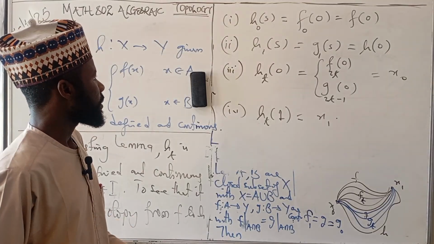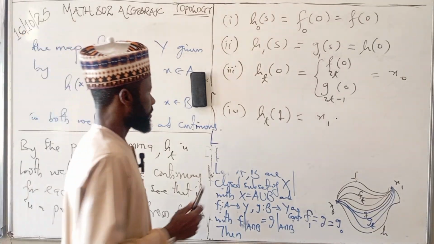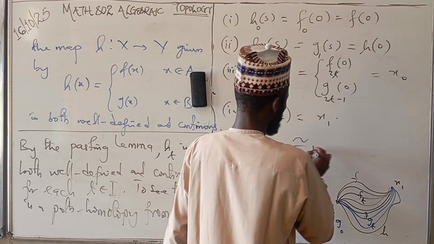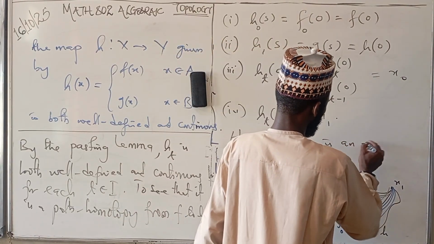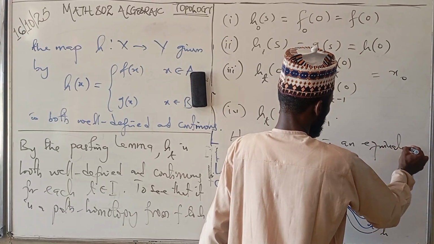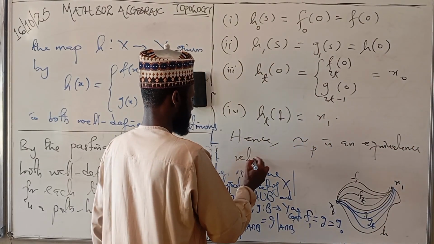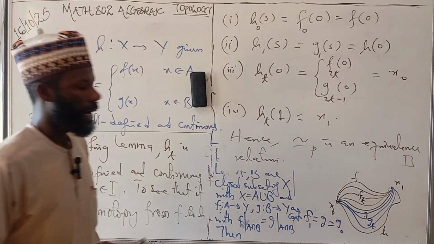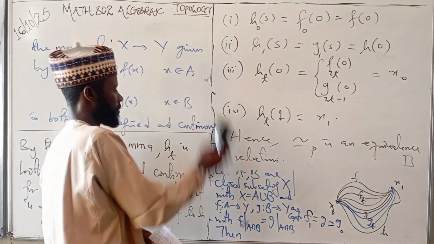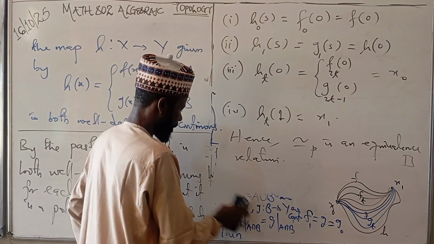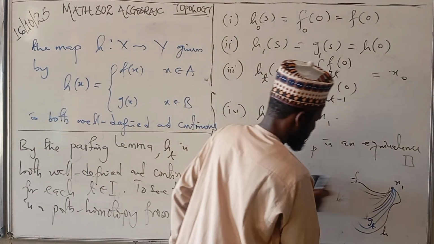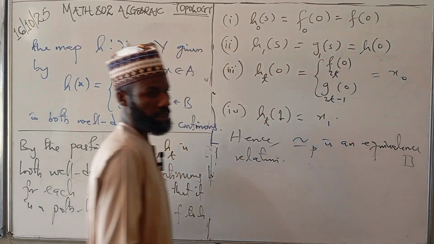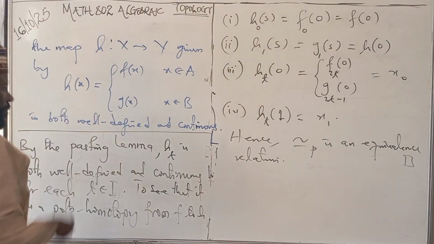Okay? So this proved transitivity. And hence that relation is an equivalence relation. So the relation of path homotopy is an equivalence relation in the class of all paths with the same endpoints. So this is what we have.